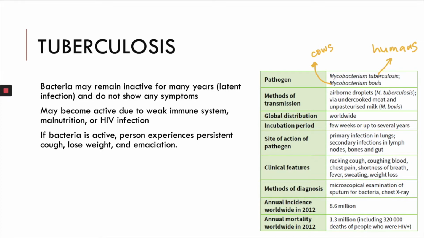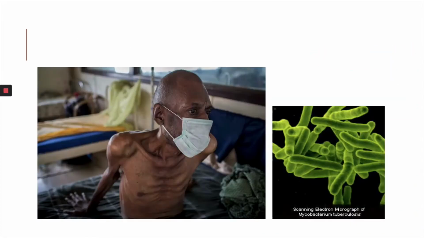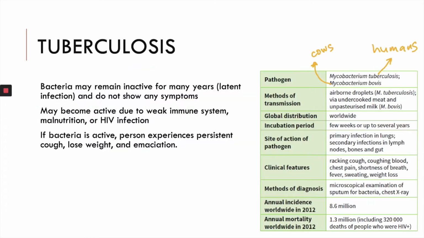If the bacteria is active, a person experiences persistent cough, weight loss, and emaciation. Emaciation means an abnormally thin or weak feeling of a person, and their appearance is such as well, similar to this one. Methods of transmission would be through airborne droplets or via undercooked meat and unpasteurized milk from cows. It is found worldwide, and the incubation period may be from a few weeks up to several years, depending on how strong the immune system of a person is.